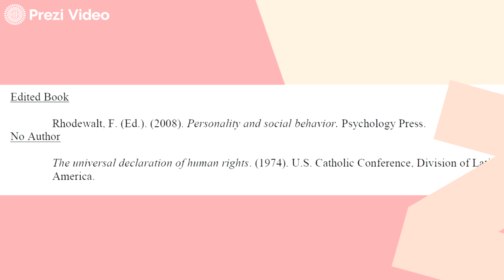Now for books with no authors or no discernible authors, you have to use the title of the book as the author. Okay, so the Universal Declaration of Human Rights, and because this is the book title, it has to be italicized and must be in sentence case, then terminated by a period, then the year of publication inside the parentheses, period, and then the publisher of the book, which is the U.S. Catholic Conference Division of Latin America.